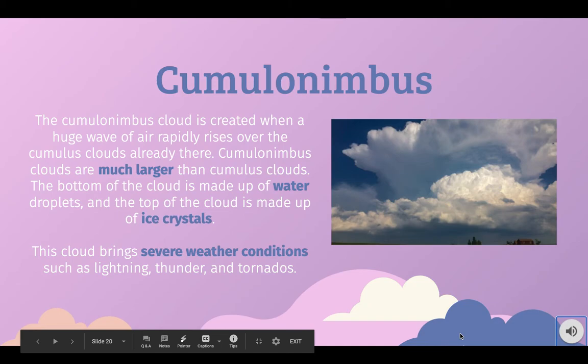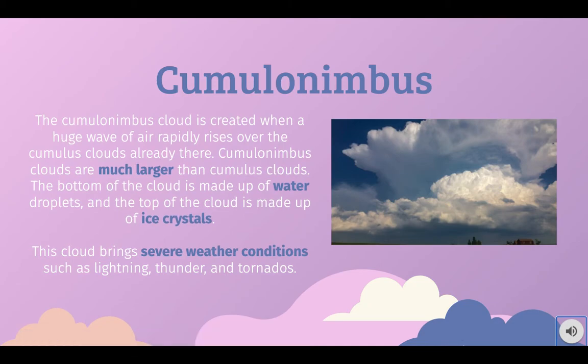Another example of the vertical clouds is the cumulonimbus clouds. These clouds are created when a huge wave of air rapidly rises over the cumulus clouds that are already there. Cumulonimbus clouds are much larger than the cumulus clouds. The bottom of the cloud is made up of water droplets, and the top of the cloud is made up of ice crystals. This cloud brings severe weather conditions such as lightning, thunder, and tornadoes.